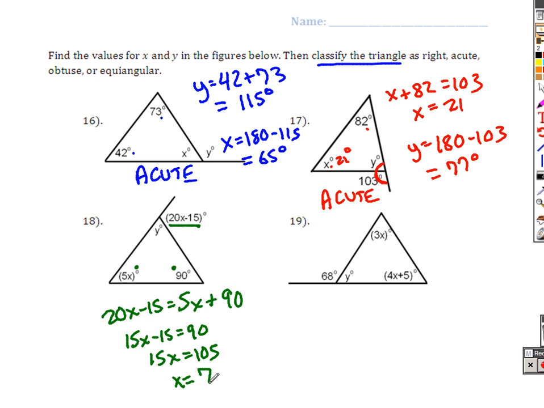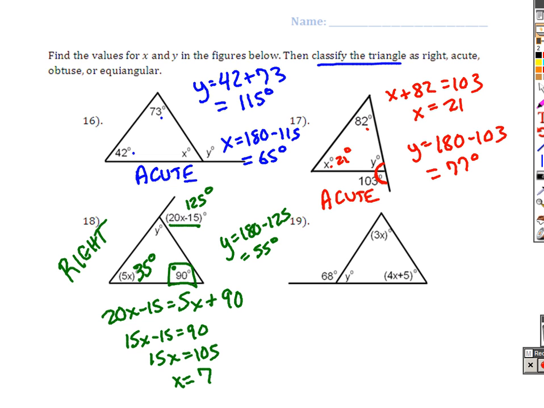I can plug back in at this point. This is what I need to do. Plug back in to find what these angles are. This one here becomes 35 degrees. This one up here will become 125 degrees. So now I can find my last angle y to be 180 minus 125, which equals 55 degrees. And as for what angle it is, well, we had a 90-degree angle. It doesn't look like it, but it is. So it's a 90-degree angle. This is a right triangle.